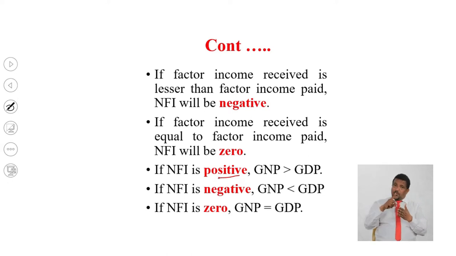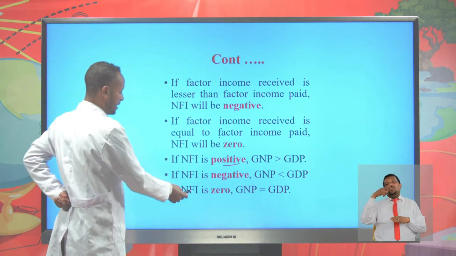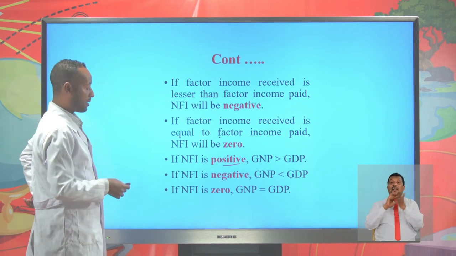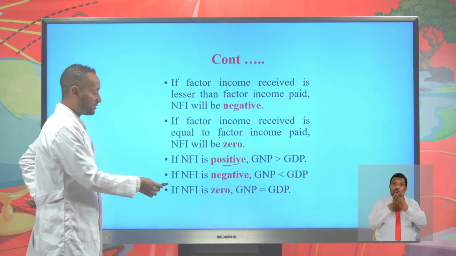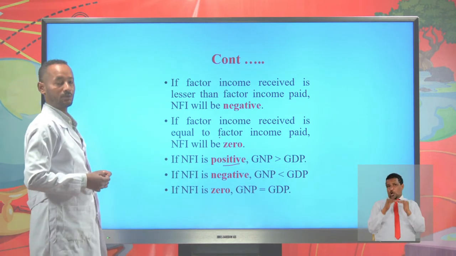If the net factor income is negative, that means the factor income paid is greater than the factor income received, in this case, GNP is always lesser than GDP. And if the net factor income is zero, that means the factor income paid is equal to the factor income received, then the gross national product is always equal to the gross domestic product.